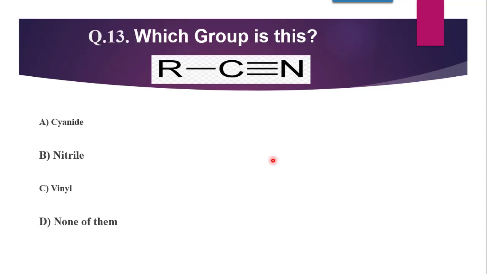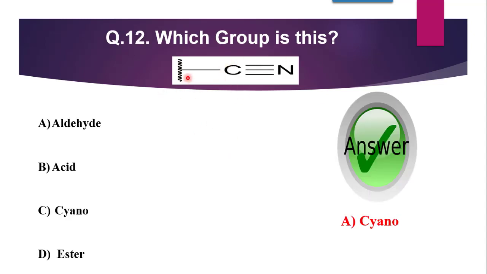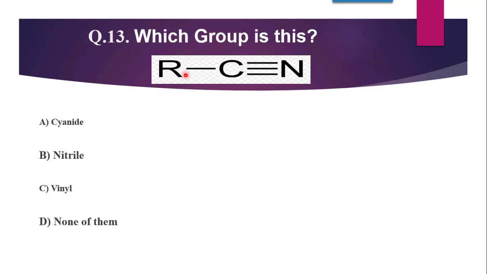Then which group is this? Now see, in the earlier question we saw C triple bond N, and here it is a substituent. The substituent is RCN. So it is nitrile. Answer is nitrile. So cyanide and nitrile sound the same, but what is the difference? Cyanide is an inorganic compound, and nitrile, which you can see here, is an organic compound.